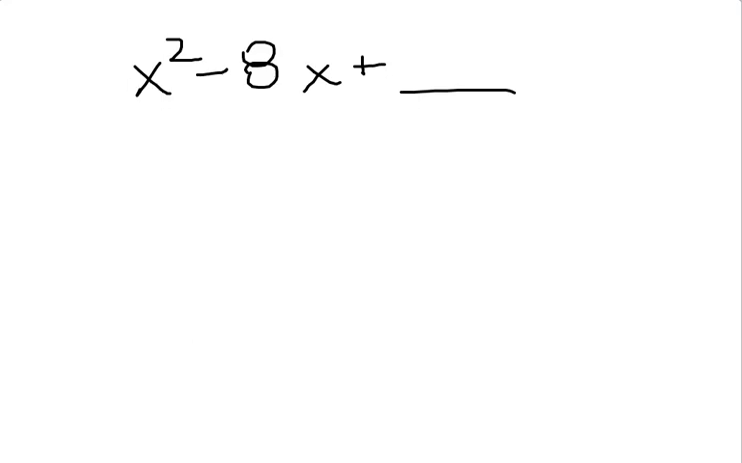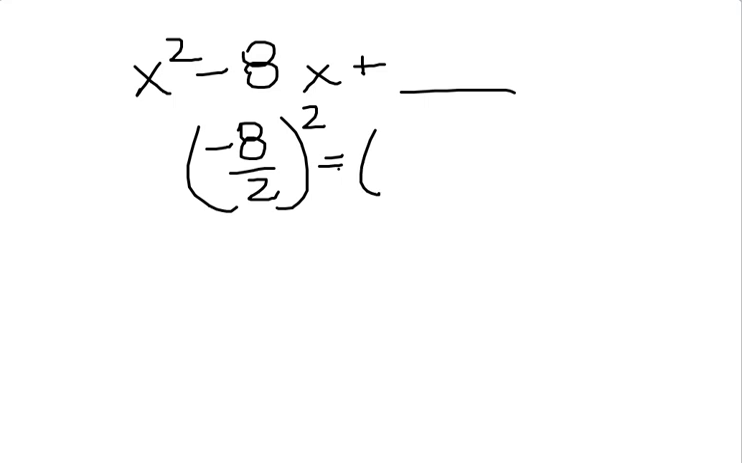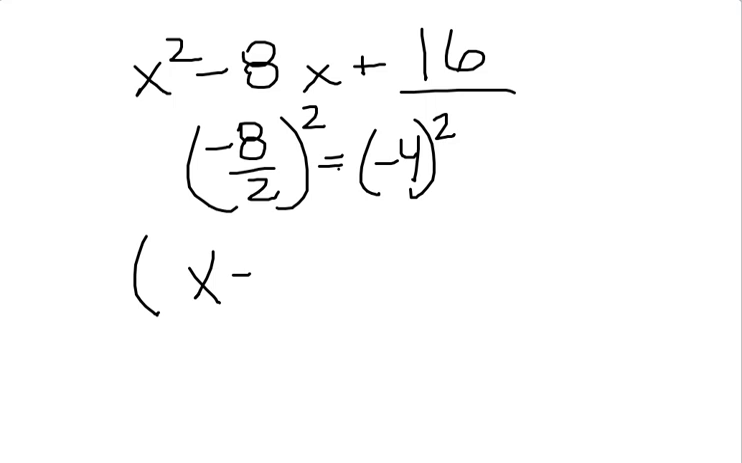What if I have x squared minus 8x plus something? Well, first thing I want to do is complete the square, and so I'm going to do negative 8 divided by 2, and I'm going to square that. Now negative 8 divided by 2 simplifies to negative 4, so negative 4 squared is 16. So that means I'm going to have x minus 4 squared.